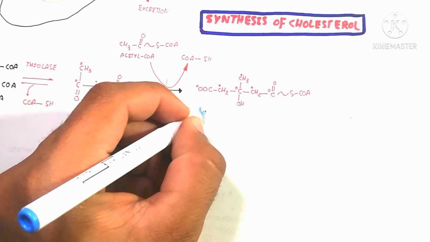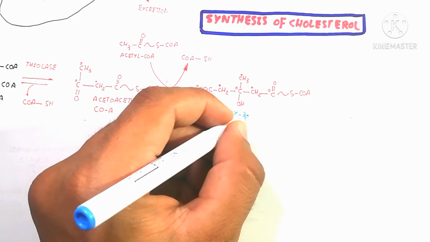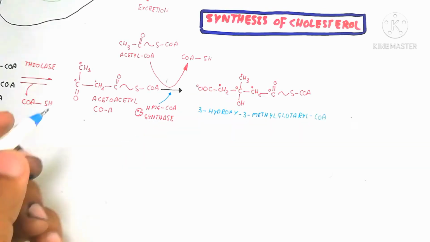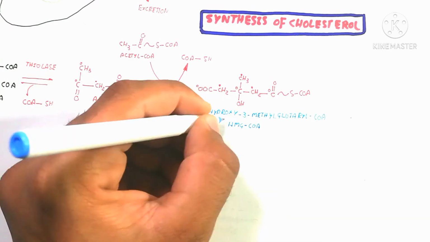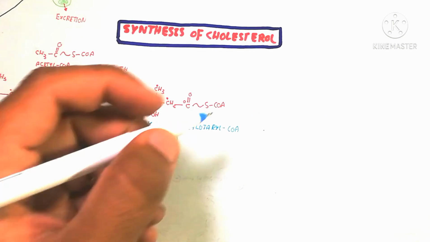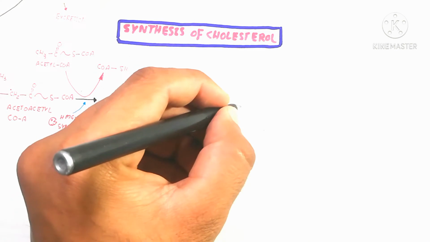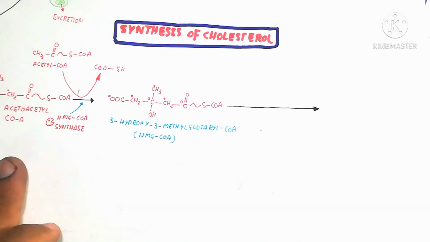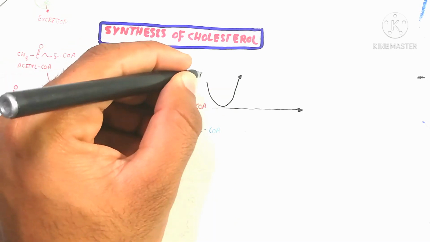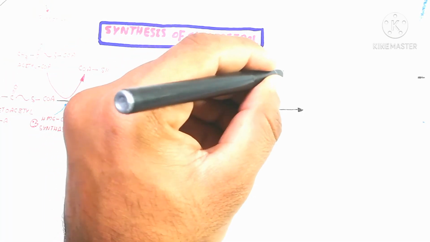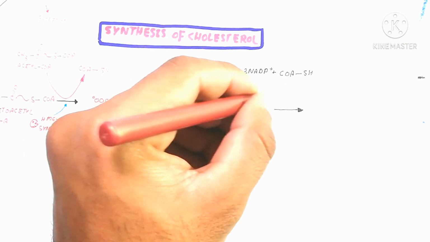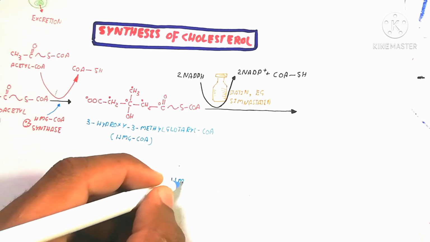to produce 3-hydroxy-3-methylglutaryl-CoA. It is known as HMG-CoA, and the HMG-CoA synthase enzyme is actually used for it, and acetyl-CoA will be converted into CoA-SH, and that two carbon will be transferred to the HMG acetyl-CoA.